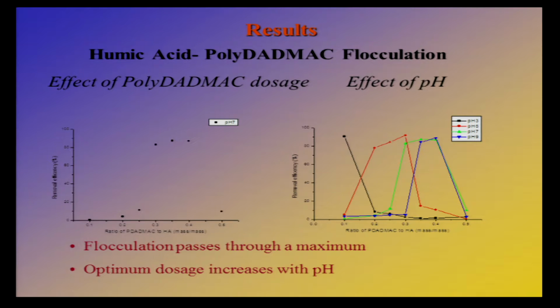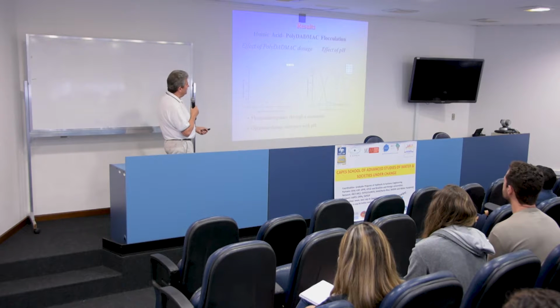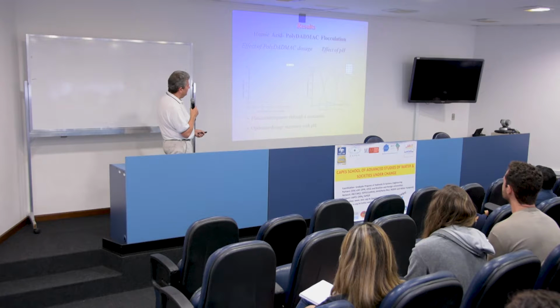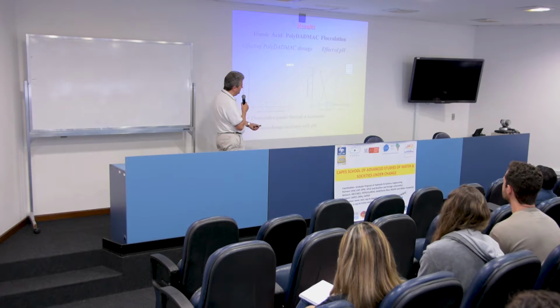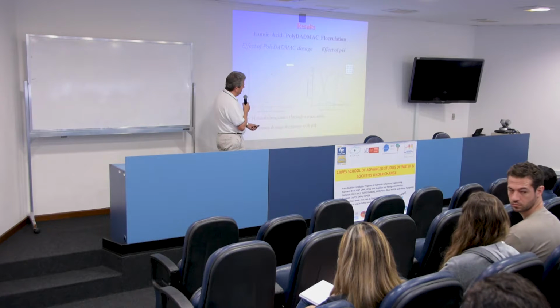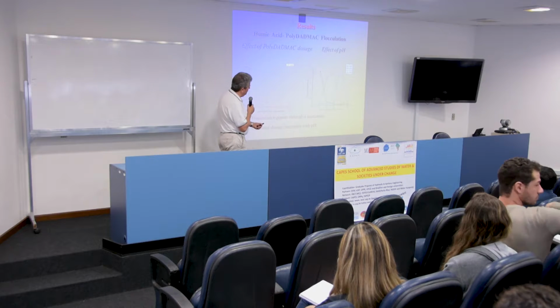So what's happening is the polydadmac itself is getting more and more charge. And the higher the charge is, the higher the ratio needs to be of polydadmac to remove it. So that makes sense, doesn't it? You have a bigger charge on your material that you're trying to remove. You need a bigger charge in your flocculant to neutralize it. So all of this is shifting up.